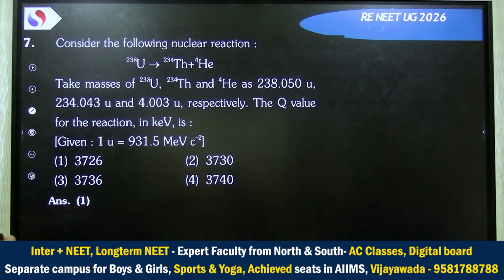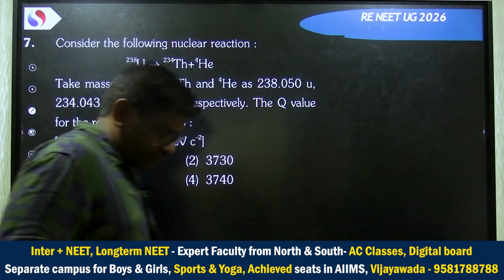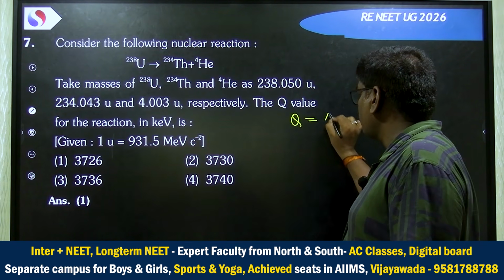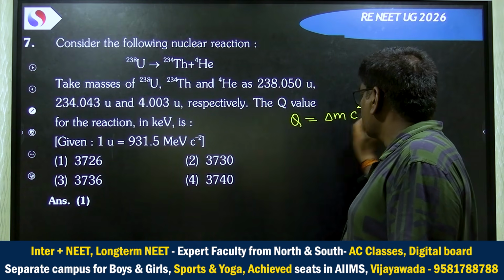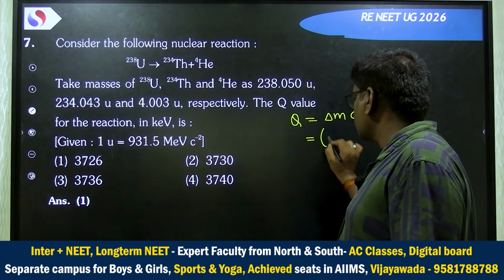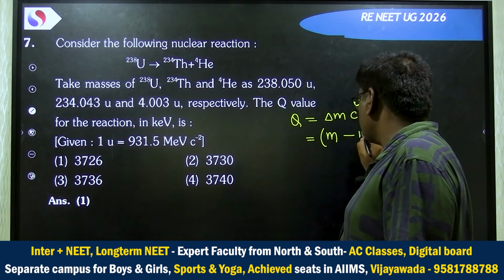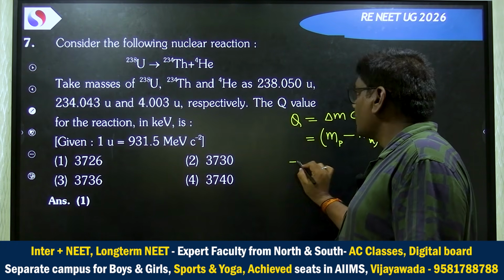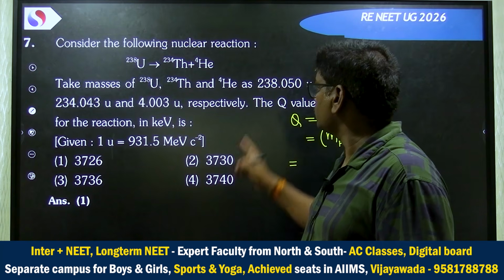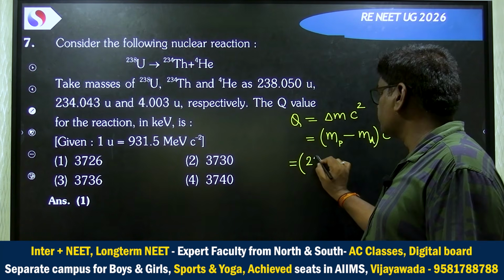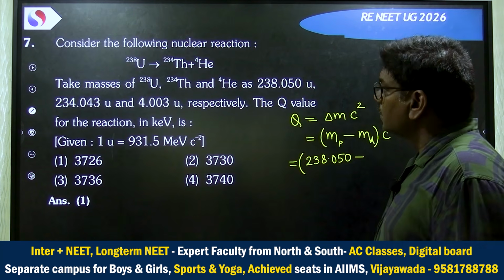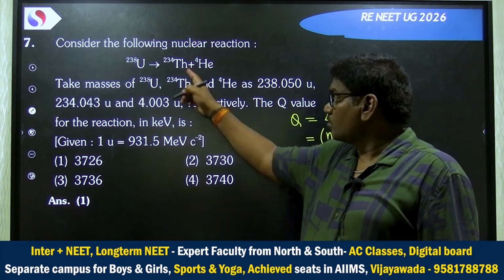Okay, this question is from modern physics, and it is related to the Q value. Fine. Q value is the mass defect, so we can say it is the mass defect delta M into C square. Delta M means the parental minus daughter elements, into C square. Now if you see, uranium mass is 238.050 minus. In the daughter element there is thorium and helium.